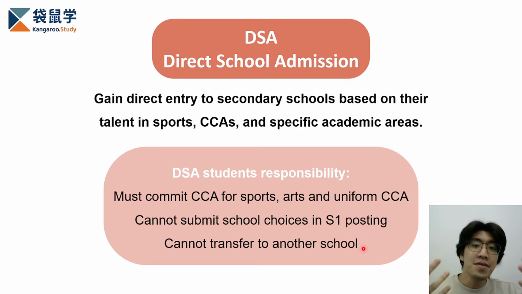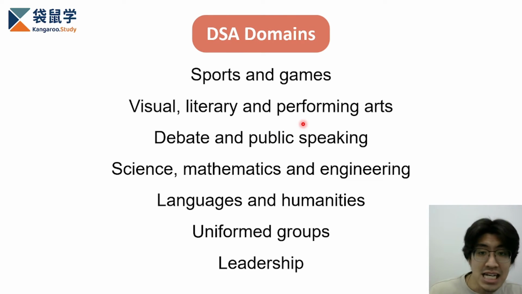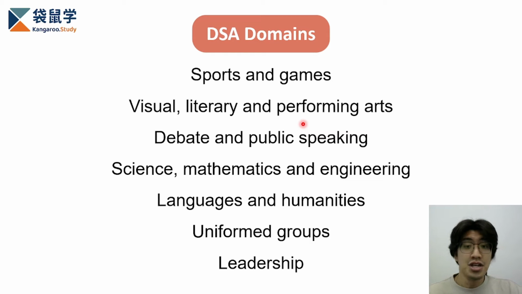So, understanding all these responsibilities, now let's talk about what the domains are, right? What are the areas that are available for DSA. Here are the 7 domains for DSA. We have sport and games, visual literacy and performing arts, which we basically call art in general. Debate and public speaking, science, mathematics and engineering, in general STEM subjects. Languages and humanities, uniform groups, and finally a very unique one, leadership.